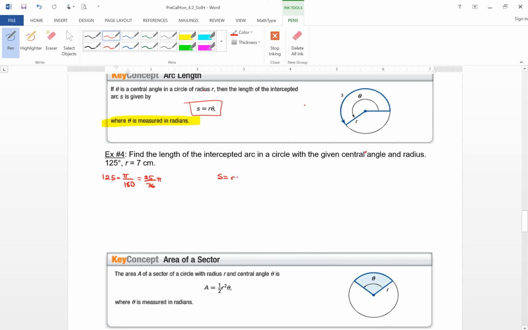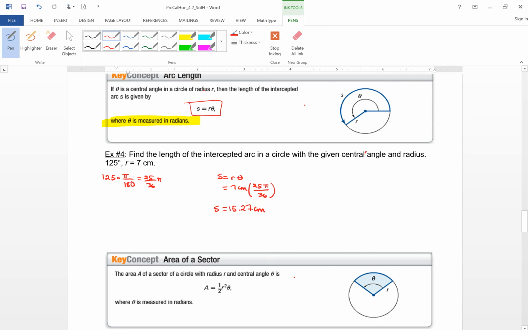So now, if S is equal to R theta, literally these are just plugging and chugging, and you can find R or theta or S, and it's the same. So it's 7 centimeters times 25 pi over 36. The answer of that is S, right? Yes, the answer of this is S. How much? 15.27.